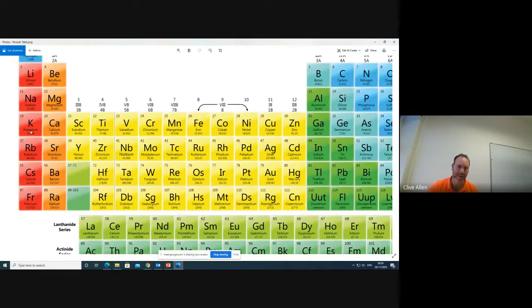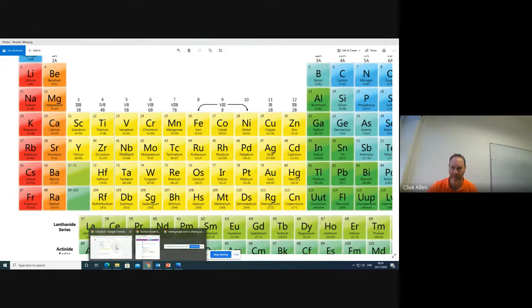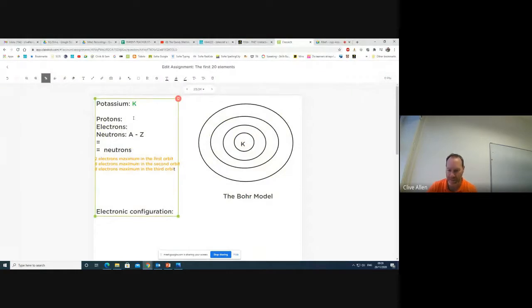So 19 and 39. Now you need to remember these for this example, and if you forget them, so what? Go back to your periodic table again. So I come back to my Classic, and 19 was the nuclear number, which means there are 19 protons. There are 19 protons. There are 19 electrons, okay?